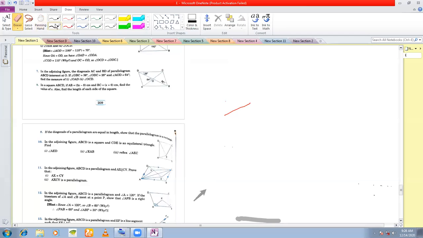Number 8. The question here is: in a square ABCD, AB is 3x minus 8, BC is x plus 6. Find the value of x. Also find the length of each side of the square. Fine. Let us take a square.